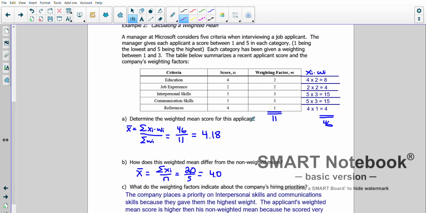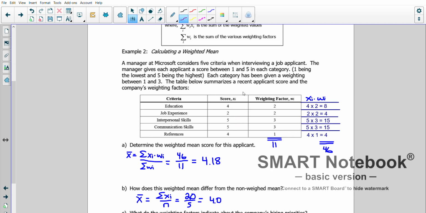So here's a scenario where someone's applying for Microsoft and they're being assessed on these criteria: education, job experience, interpersonal skills, communication skills, and references, and they're not all worth the same. If you notice, there's a weight factor. As outlined down here, they're putting an emphasis on your communication and interpersonal skills, so doing better in those categories will help your mark. Whereas references is worth the least. So even if you do really well on that, if you don't do well in these other categories, your mark may not be as high as you think.